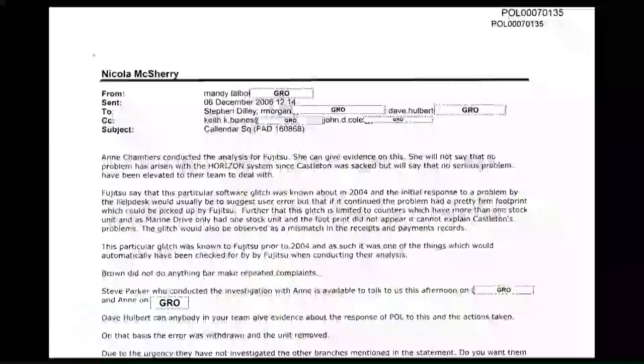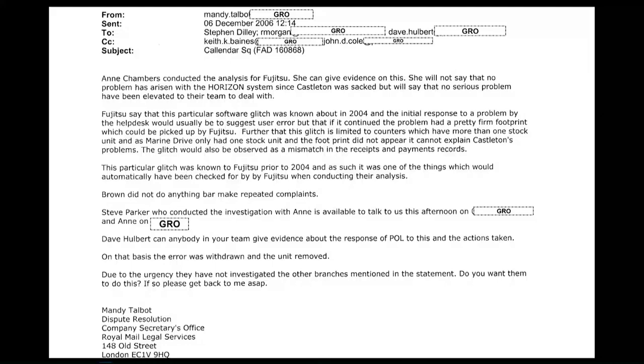Can we go to the top of the page, please? You're not copied in on this, but Mandy Talbot forwards your email to Stephen Dilley, the Bond Dickinson solicitor, Richard Morgan, Post Office Counsel, Dave Holbert, who I don't know, and then two others within Post Office. She says, Anne Chambers conducted the analysis for Fujitsu. Does that help you recall what the content of your telephone conversation may have been with Mandy Talbot? Or might she have been talking directly to Anne Chambers? It's quite possible she was talking directly, but I'm not sure.